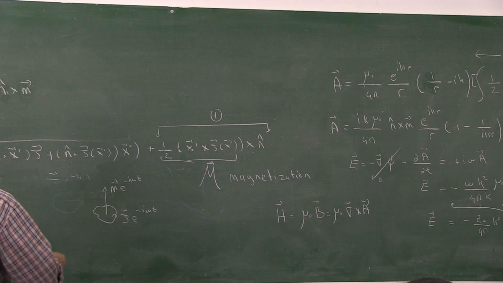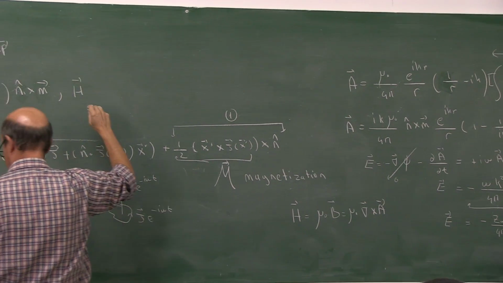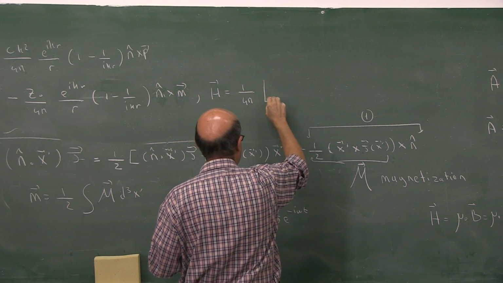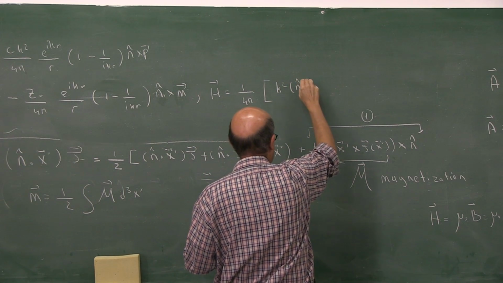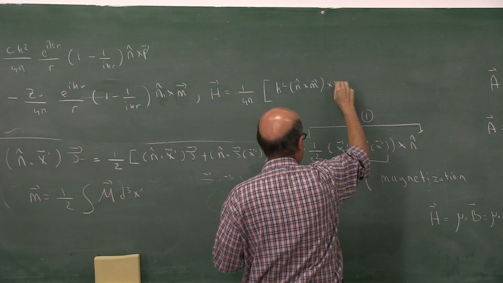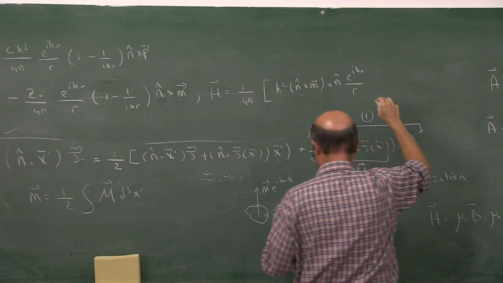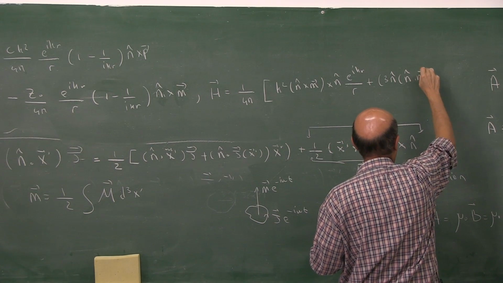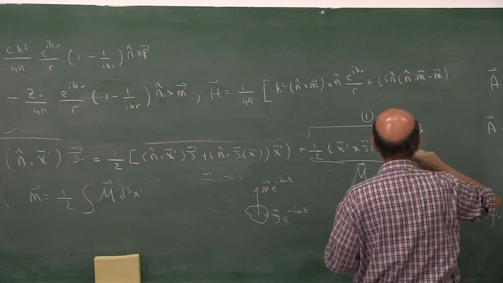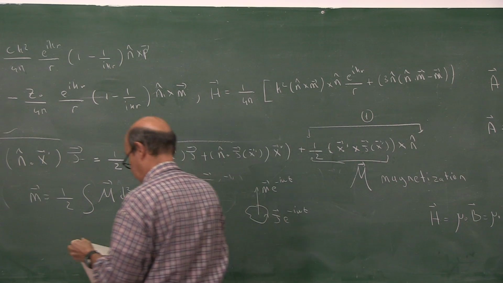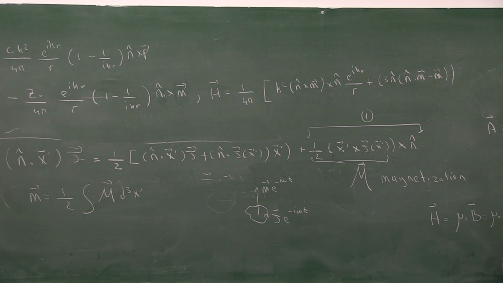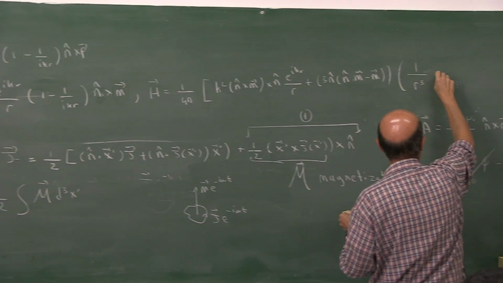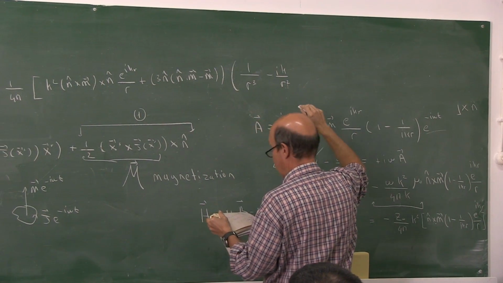So you will come to the result for H as follows. If you take the curl of E, you will obtain 1 over 4 pi, k square, n cross m cross n hat, e to the ikr over r, plus 3n hat times n hat dot m minus m, multiplied with 1 over r cube minus ik over r square, e to the ikr.